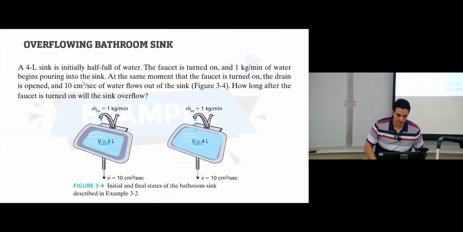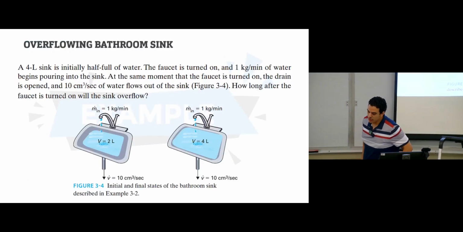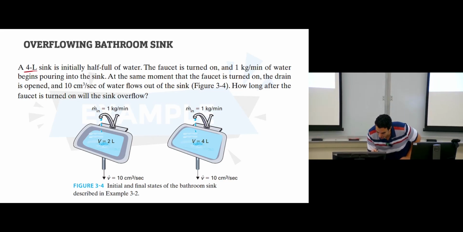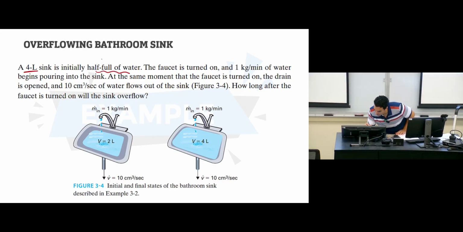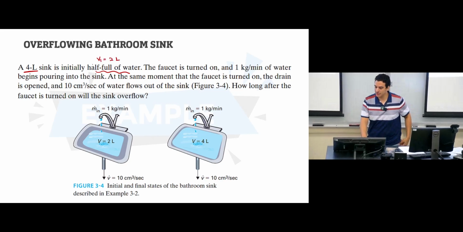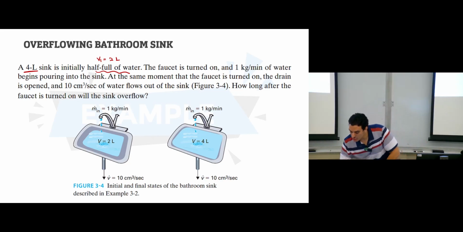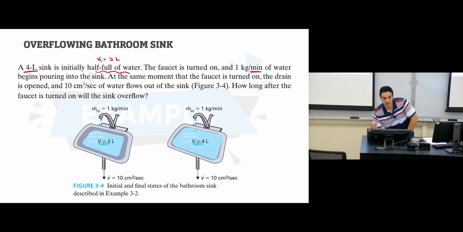Let's take this last example. We have a 4-liter sink, initially half full of water, so the initial volume of water we have is 2 liters. The faucet is turned on and 1 kilogram per minute of water begins pouring into the sink. So is this one considered inlet or outlet? Inlet. The faucet is turned on and water starts pouring into the sink, so this is an inlet.